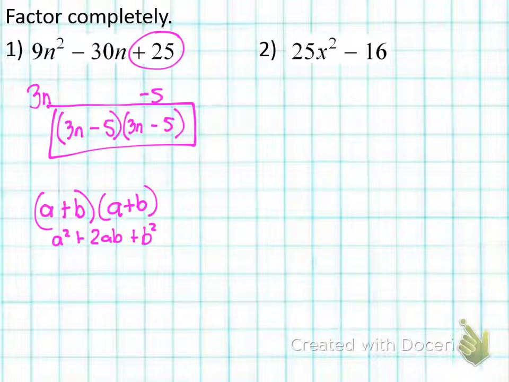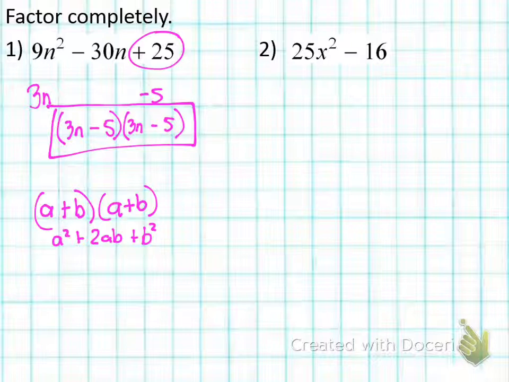So what did I do just now? I recognized number 1 was a perfect square trinomial. Took the square root of 9n squared, which is 3n. Square root of 25 is negative 5. I know it's negative 5 because this middle term is negative. And I multiplied 3n times negative 5, which is 15, multiplied by 2 because that's the form, equals negative 30. And I did that in my head. Then I wrote 2 parentheses down. That's my answer.